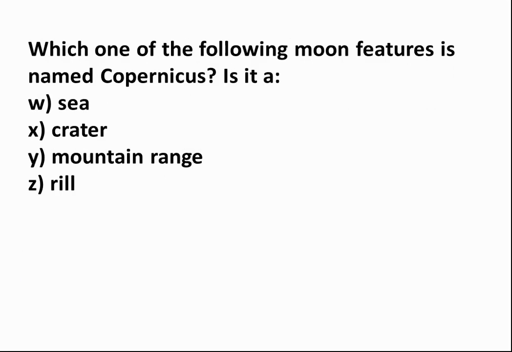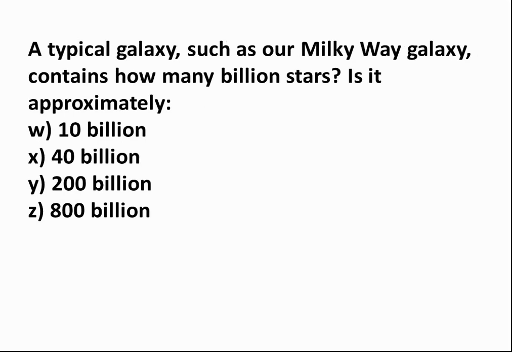Which one of the following moon features is named Copernicus? Is it W. a basin, X. a crater, Y. a mountain range, Z. a rill? Answer: X. a crater. A typical galaxy, such as our Milky Way galaxy, contains how many billion stars?